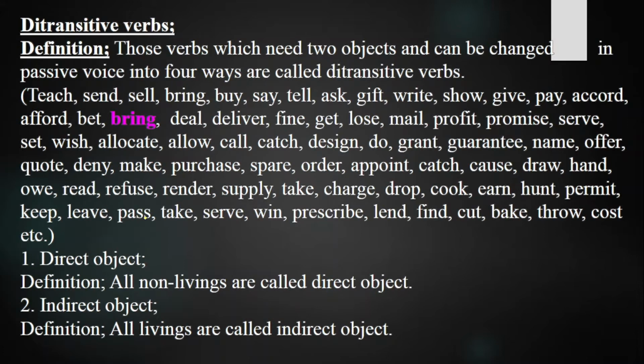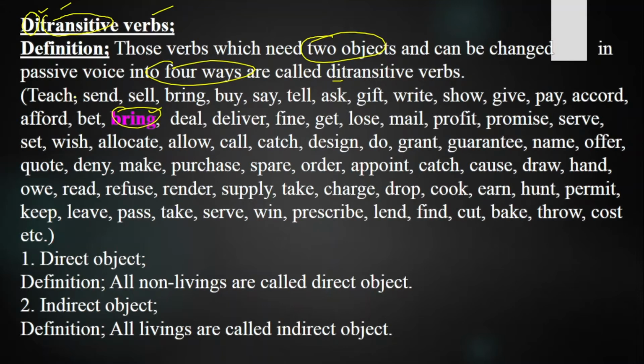Today we are going to discuss the next ditransitive verb from active voice into passive voice, how you are going to change it. And that ditransitive verb is bring. What do we mean by ditransitive verbs and where do we use them? Di means two, transitive which can be changed from active voice into passive voice, and verb which shows an action. So those verbs which need two objects and can be changed into passive voice in two ways are called ditransitive verbs.